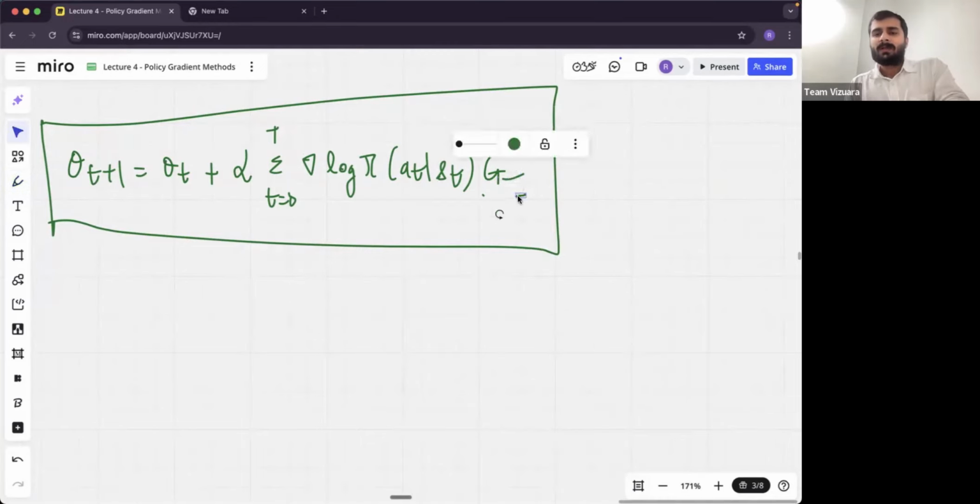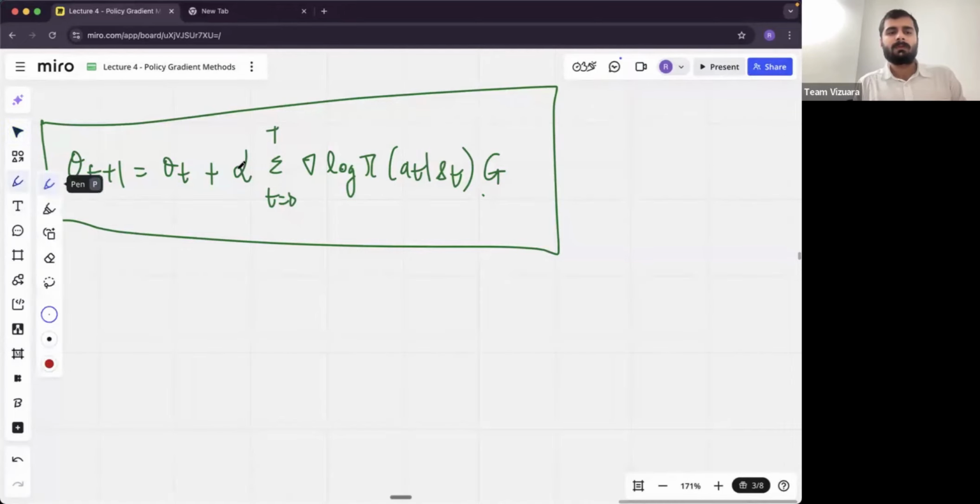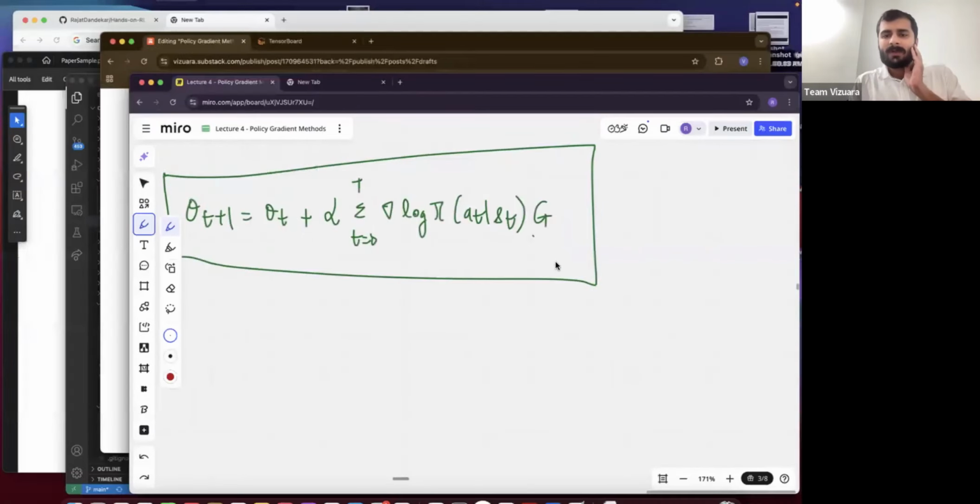Okay, my pen has stopped working, so maybe I'll just explain this. Okay, now it's working again. Okay, maybe I'll explain this concept through text initially.